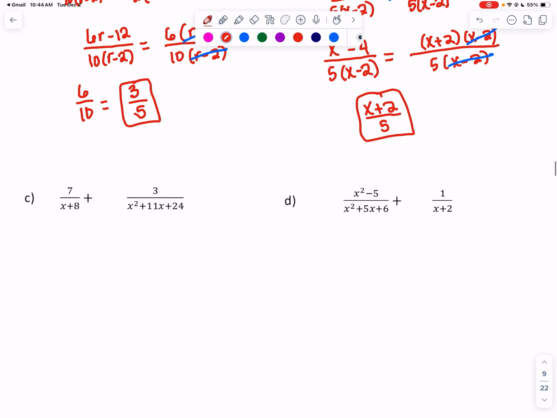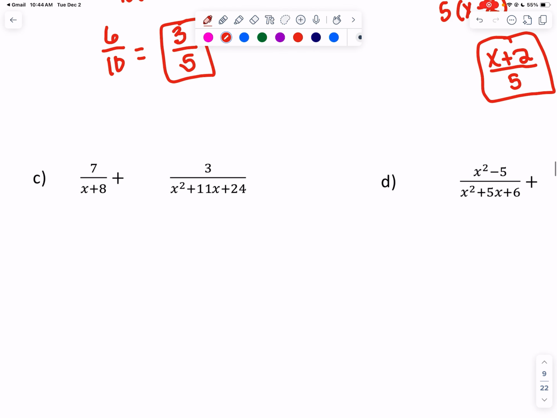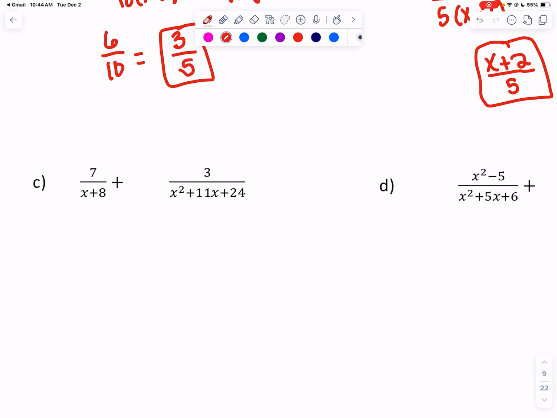All right, problem C. We have 7 over x plus 8 plus 3 over x squared plus 11x plus 24. Now, the x plus 8 will not factor, but the x squared plus 11x plus 24, I could rewrite that in factored form by using an x and an x for the x squared and a 3 and an 8 for the 24, both positive. So I can notice now that for my LCD, I'm going to need an x plus 8, and I'm going to need an x plus 3.